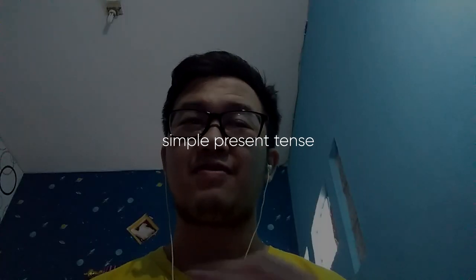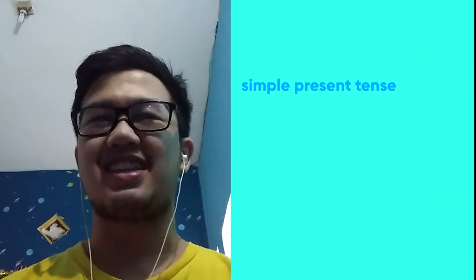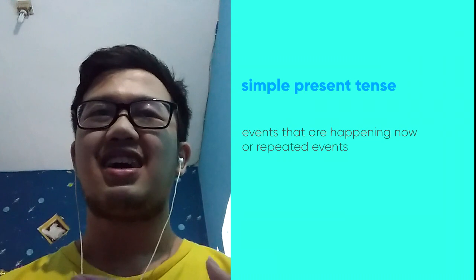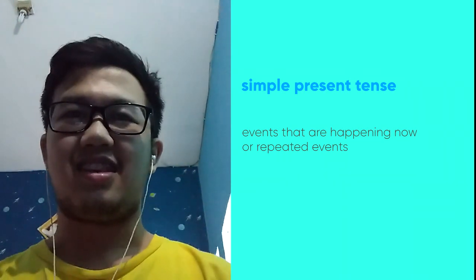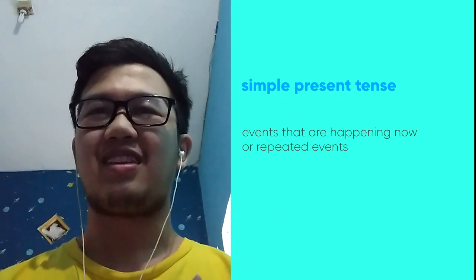I'm from SIJA, and in this video, I will explain simple present tense. So, what is simple present tense? Simple present tense is a type of tense that is used for events that are happening now or repeated events, like habits. Simple present tense usually uses verb one, and here is how to make it.